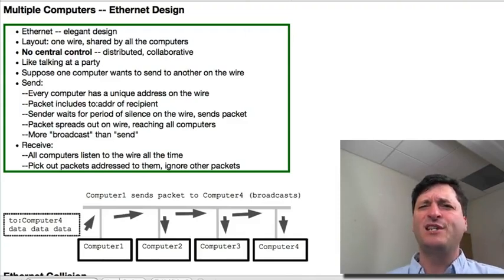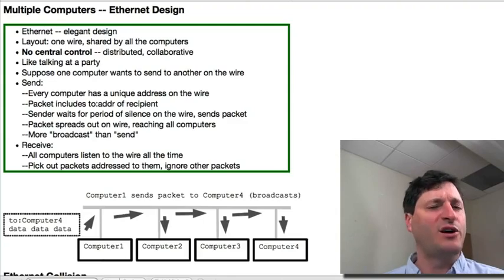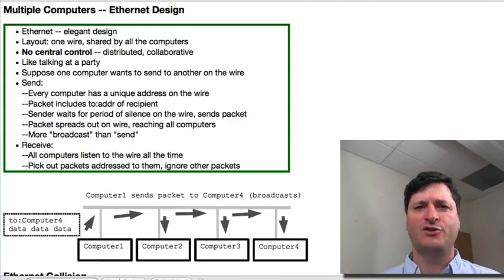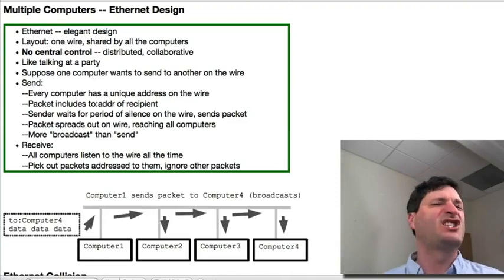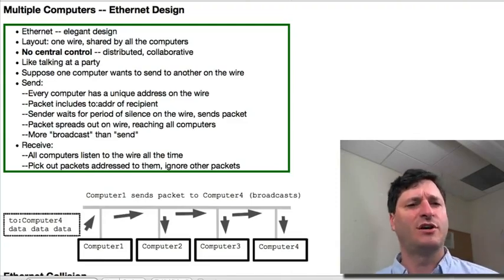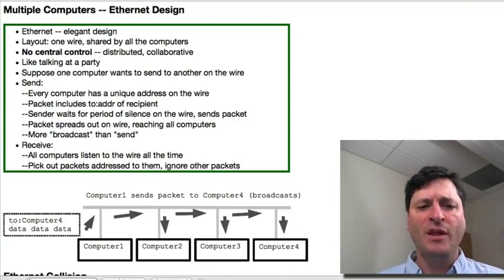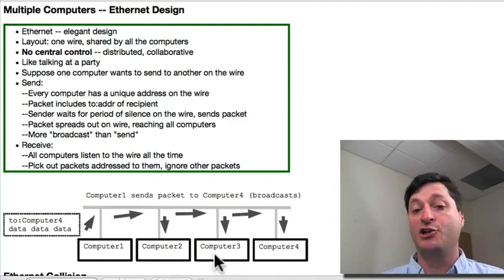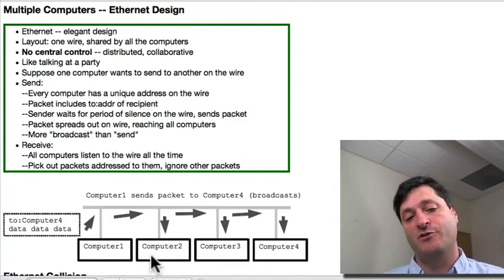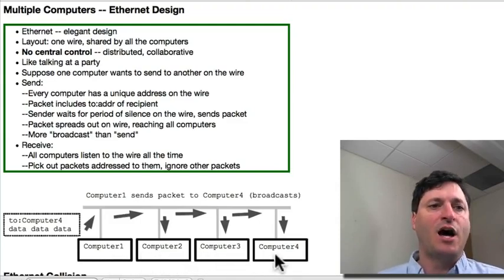So the analogy is always that it's kind of like at a cocktail party, that if you have a bunch of people all sort of facing each other, they're able to have a conversation, even though 2 people can't really talk at the same time, but they're able to sort of cooperate and take turns, basically. And Ethernet works in a way similar to that. So here's how it's going to work. Each one of these computers has an address, a unique address. So I'll say, computers 1, 2, 3, 4.